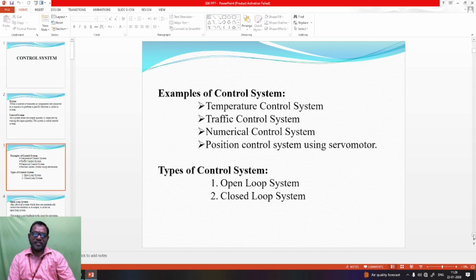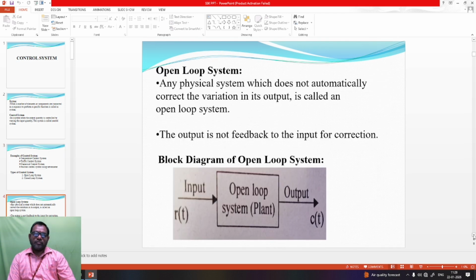And next we will discuss the types of control systems. There are two types of control system: first one, open loop control system, and second, closed loop control system. So these are the different types of control systems. First we'll discuss the open loop system, its definition and block diagram.